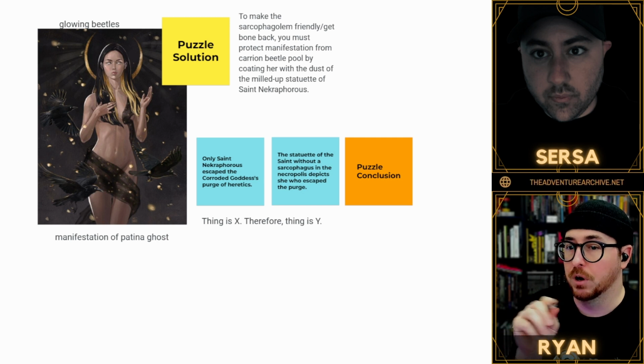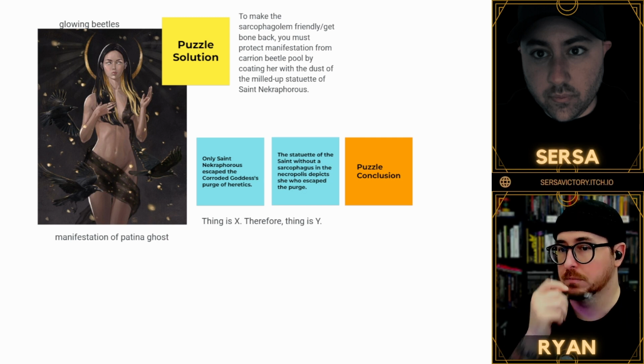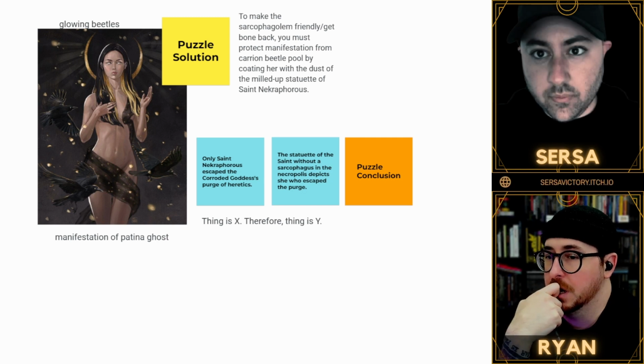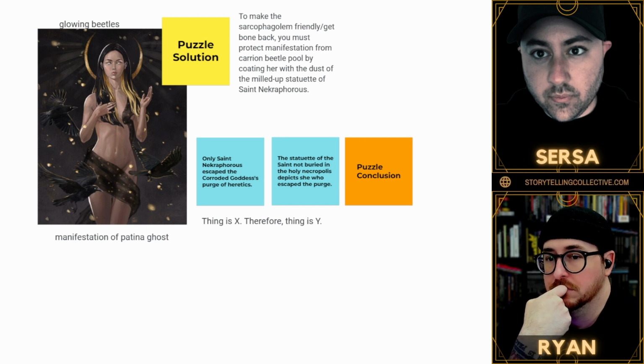And then something about our syllogism here helps them identify which statuette is the correct one. I love it. So let me put together a really quick summary. We have: only Saint Necrophorus escaped the corroded goddess's purge of heretics. She was the only one to escape. The statuette of the saint not buried in the holy necropolis depicts she who escaped the purge.